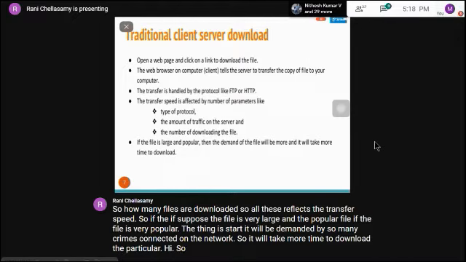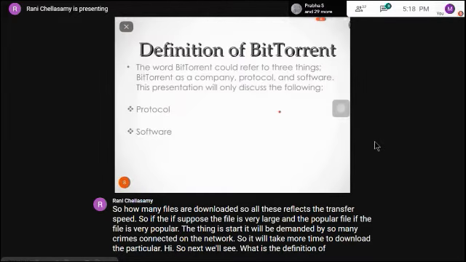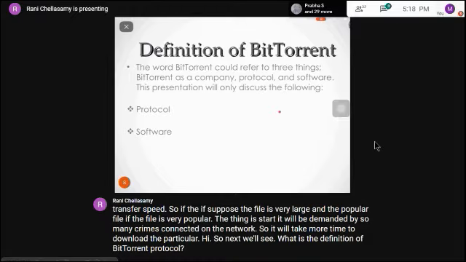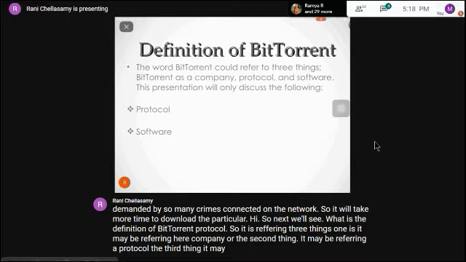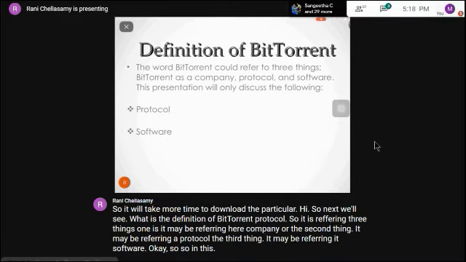So next we'll see what is the definition of BitTorrent protocol. It may be referring to three things: one is a company, the second is a protocol, and the third is a software. In this context we'll be discussing two things: protocol and software.